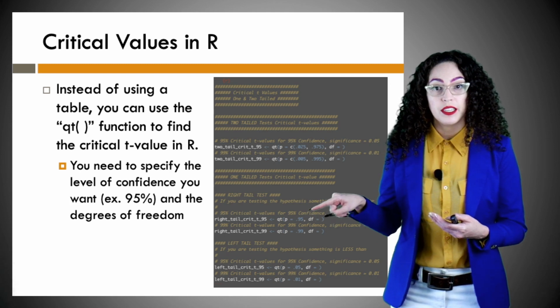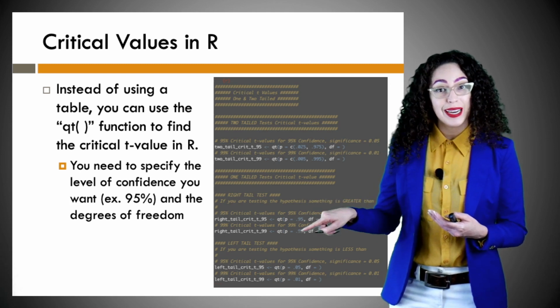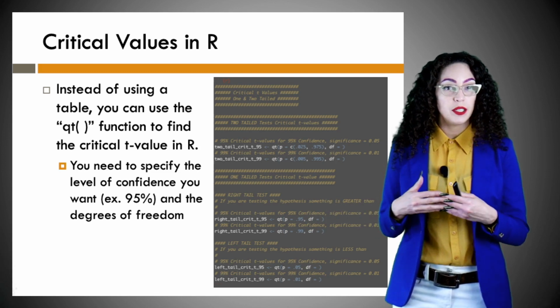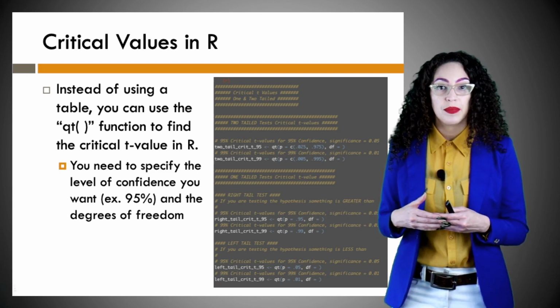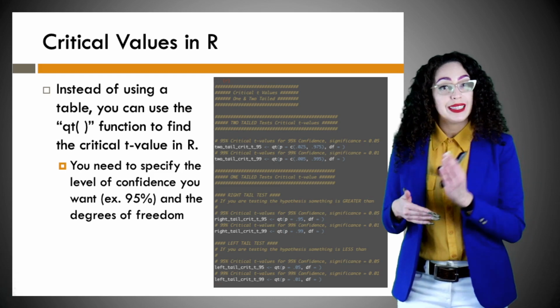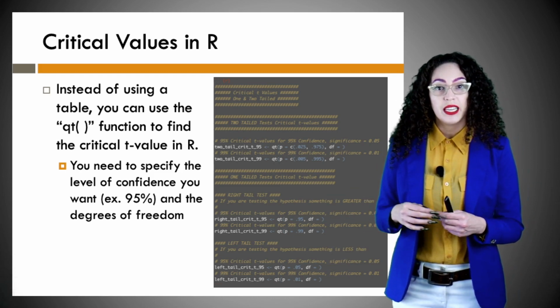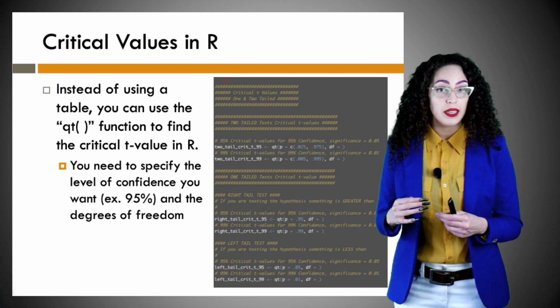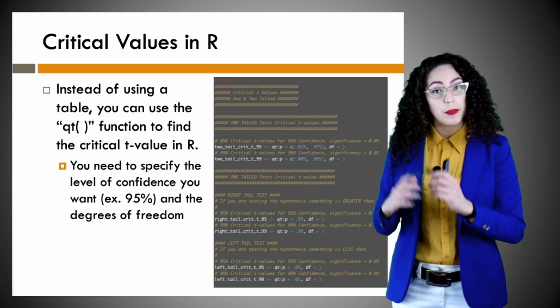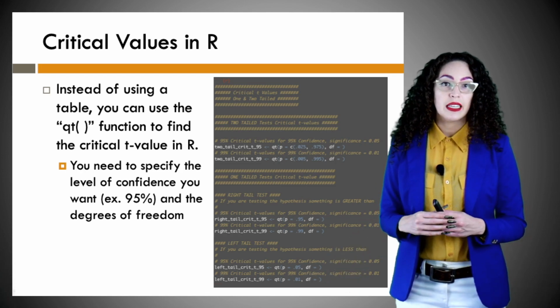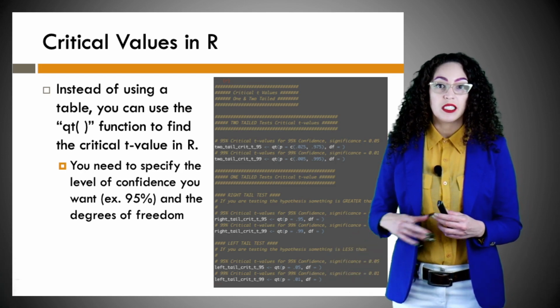There's only one number, and you say 0.95 or 0.99, depending on the level of significance you want, and then you also give it degrees of freedom, and it will tell you the critical t-value associated with that. If you wanted to do a left-sided test, you also use qt, but now you're going to specify either 0.05 or 0.01, because we're looking for that little part at the bottom. And that will give you the 95 or the 99 critical t-value associated with the specifications that you give it.